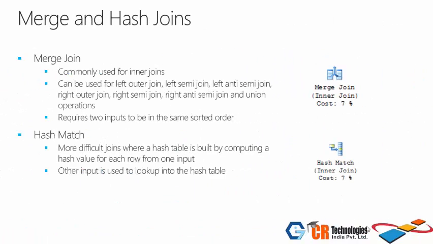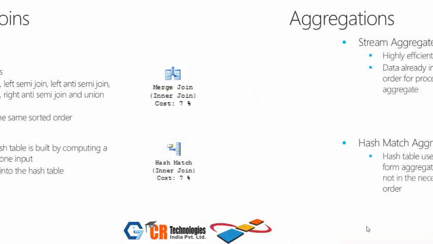Join operations, apart from loop, you have the merge join operation, which is good when you have two sorted result sets. You have the hash match when you have two unsorted result sets. The hash match join is good because it creates hash buckets and the matching is much faster. This is good when you have two unsorted result sets.